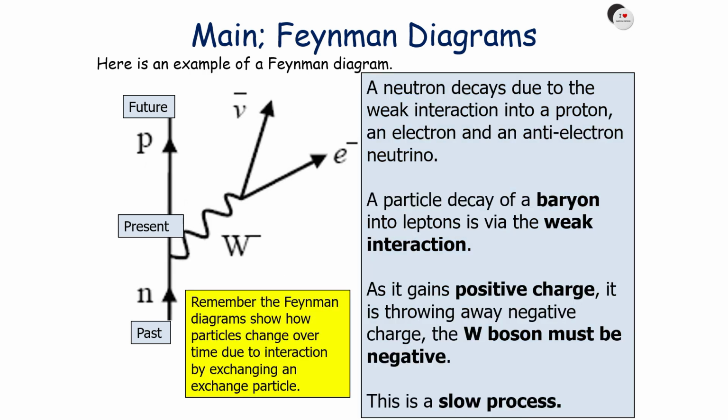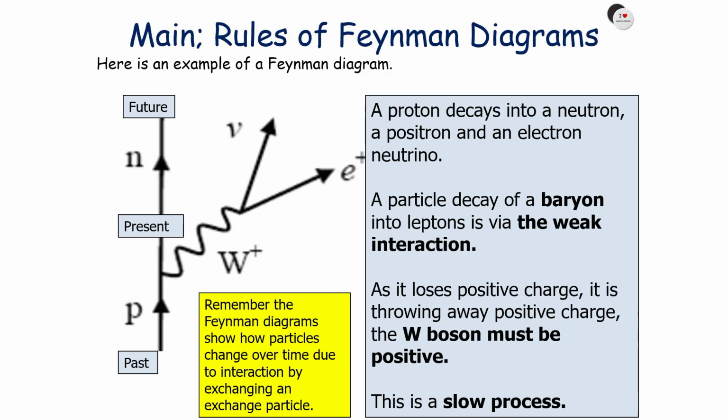Here a neutron is decaying due to the weak interaction, so it's changing, and there's also leptons present, electrons and anti-electron neutrinos. It must be the W minus because it's gaining a positive charge, since it starts as neutral and becomes positive, so it's throwing away its negativity.